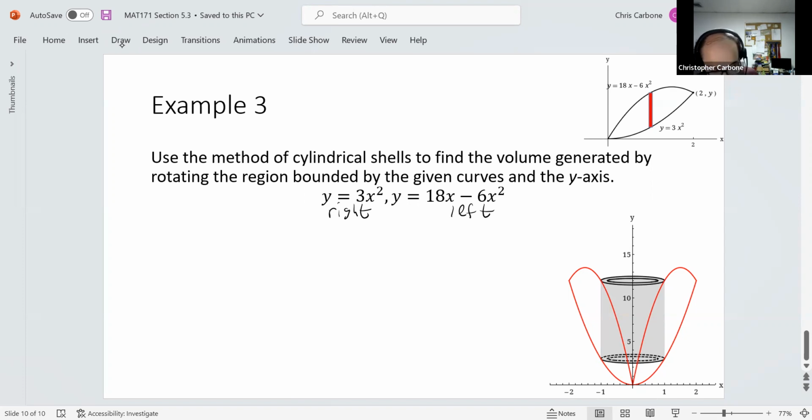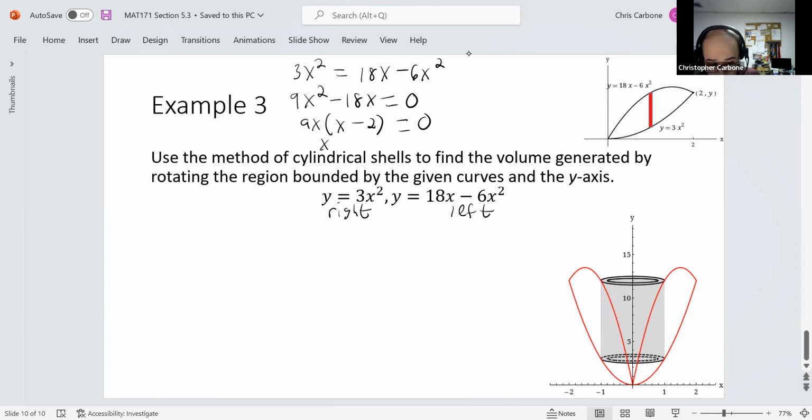To find those points where these two curves intersect, which you could tell from the graph, but without using the graph, we can set these two functions equal to each other. 3x squared is equal to 18x minus 6x squared. Moving the 18x and the negative 6x squared to the left by subtraction and addition, respectively, and then combining like terms, we get 9x squared minus 18x is equal to 0. Factor out a 9x times x minus 2 is equal to 0. We get two solutions. x is equal to 0, or x is equal to 2, which corresponds to this point and this one.